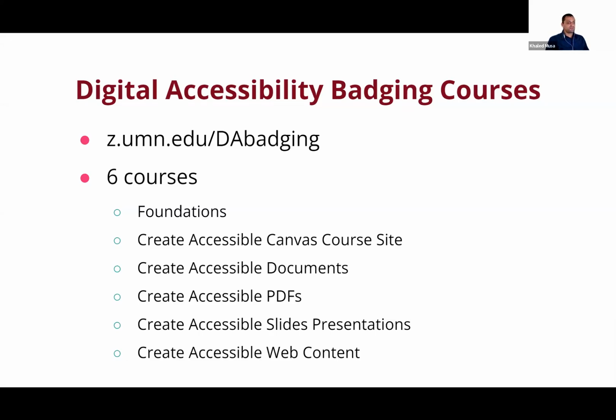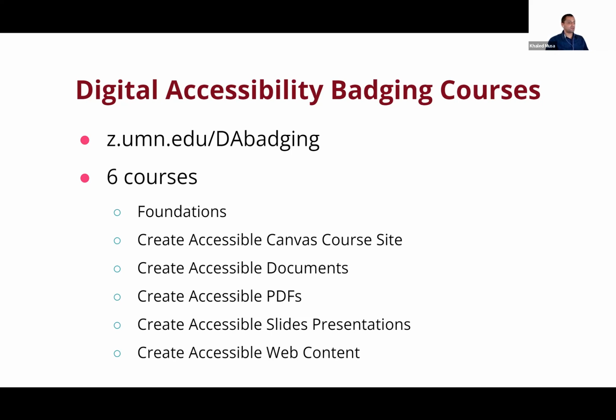We do have resources for faculty. In 2019 and 2020, we created the Digital Accessibility Badging Series. That's z.umn.edu/DAbadging, one word. Those are courses that consist of specific skills, and you can earn a badge at the end where you can learn digital accessibility in documents, courses. There's a foundation course that talks a little bit about the requirements and gives you a few examples. Slides, presentations, there's websites if you do websites. So you can do any combination of the above. We encourage you to do it.